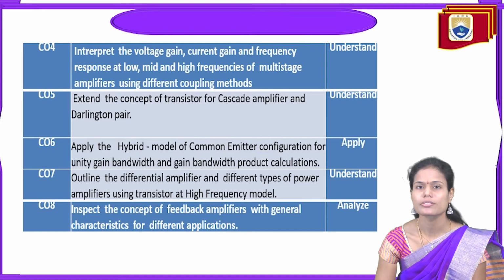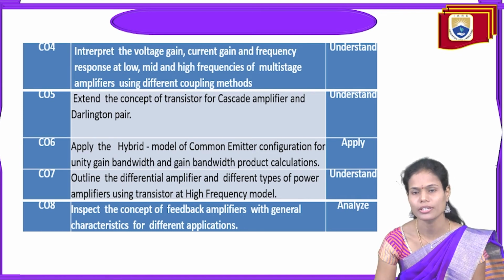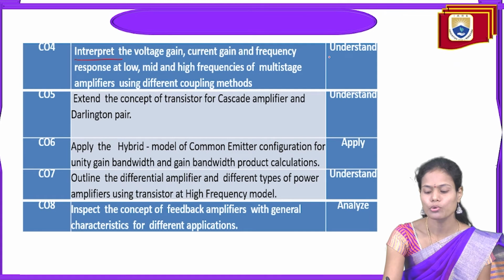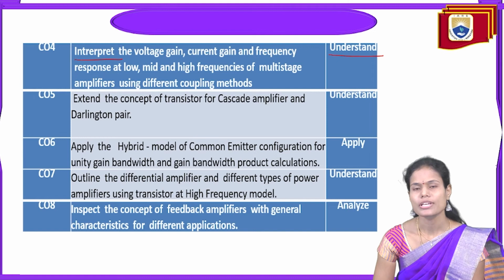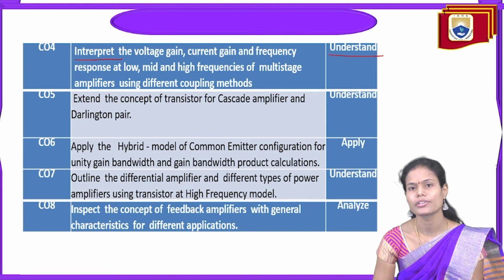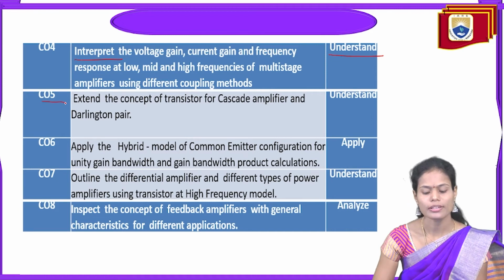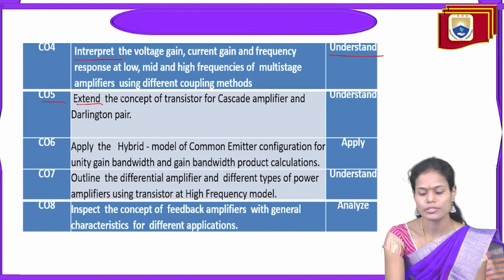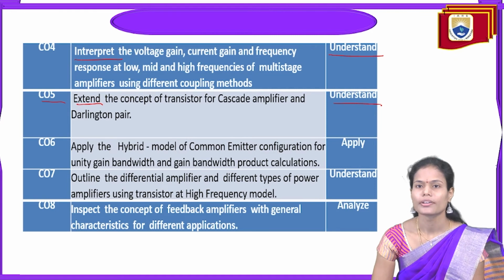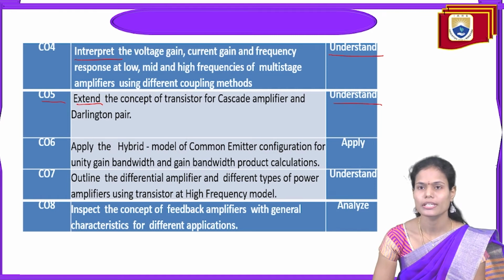And next CO: interpret the voltage gain, current gain and frequency response at low, mid and high frequencies of multi-stage amplifiers using different coupling methods. So here again, for interpret, Bloom's taxonomy is understand. That is nothing but for the multi-stage amplifiers we are going to learn the different gain conditions as well as different coupling methods from this CO. And next CO5 is: extend the concept of transistor for cascade amplifier and Darlington pair.